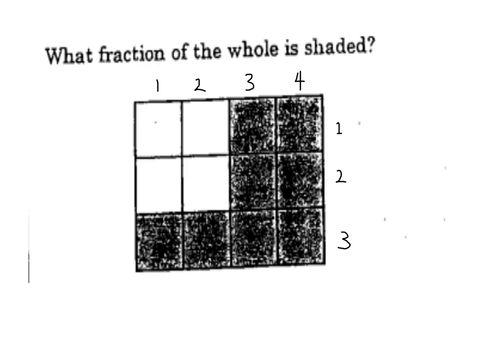So how many equal pieces do we have in the whole? 12. Because we cut the rectangle into 12 equal blocks.